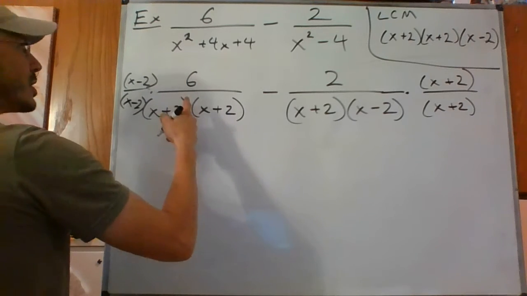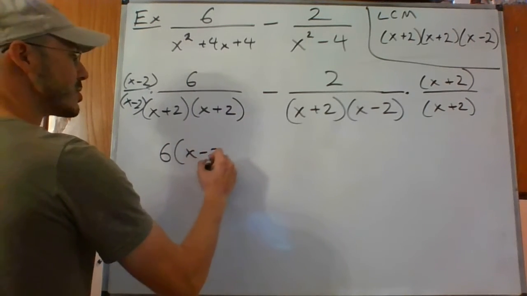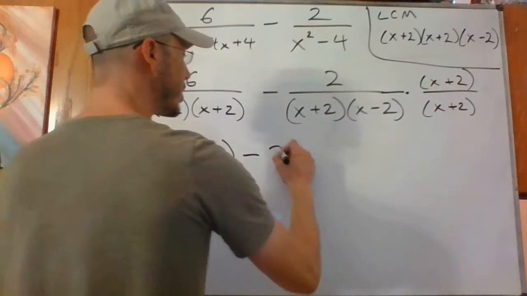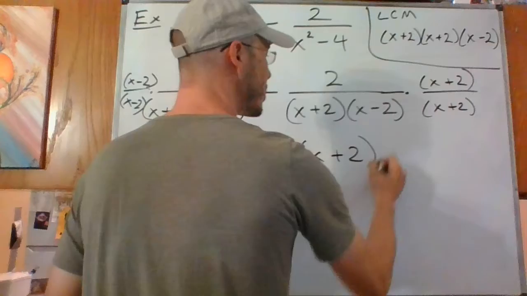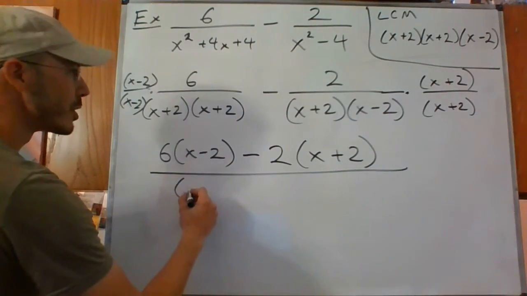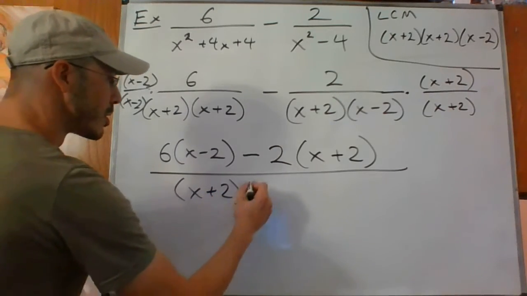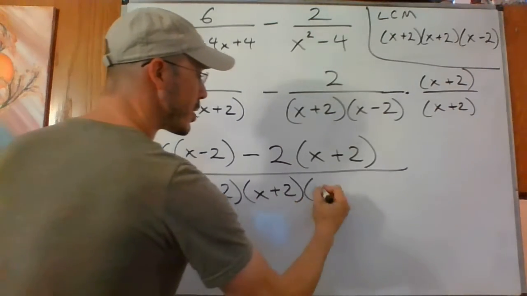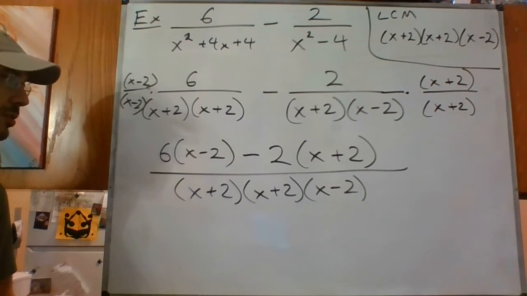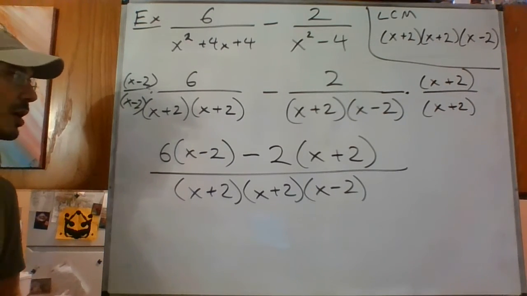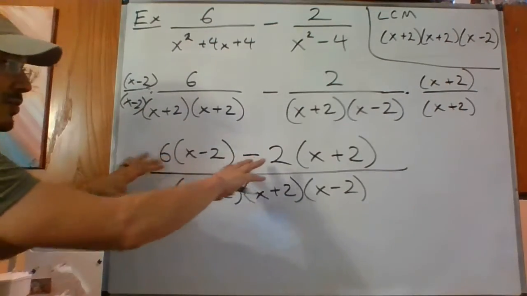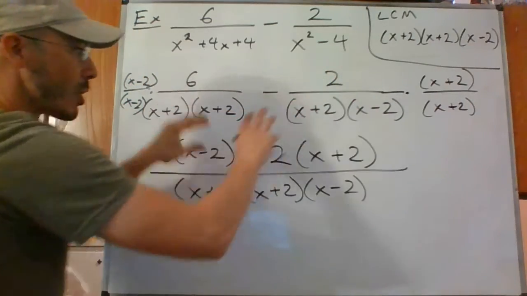This numerator is 6 times x minus 2. And this numerator is 2 times x plus 2. But they have the same denominator, so I can just write them both over the common denominator as a single fraction. I could have distributed these coefficients in this step, but it's fine. We combined the 2 fractions into 1 fraction.